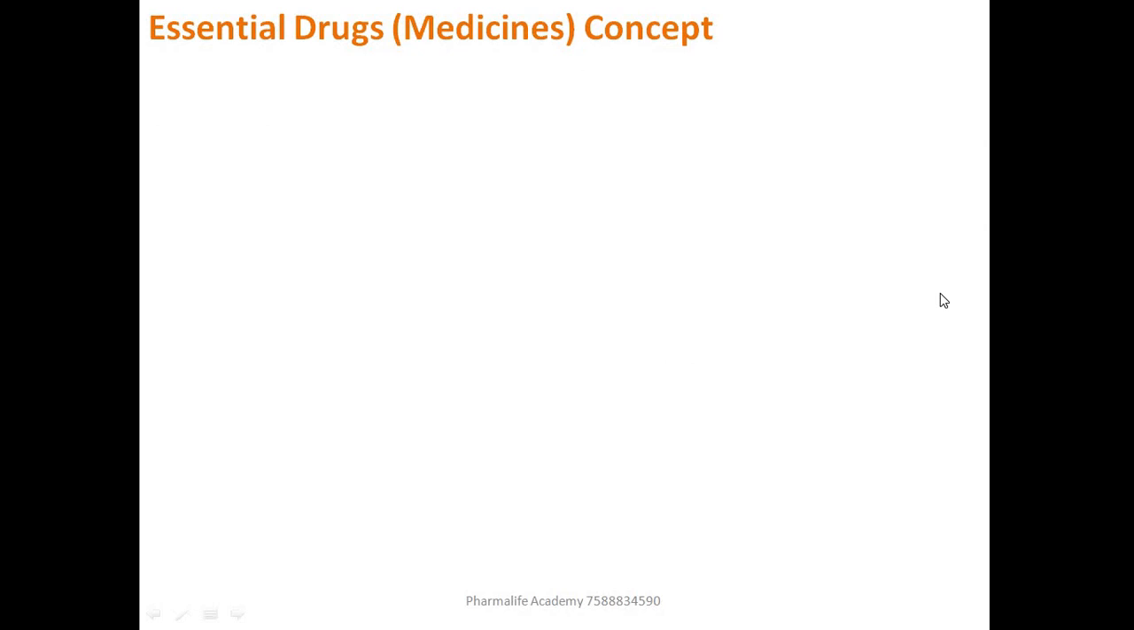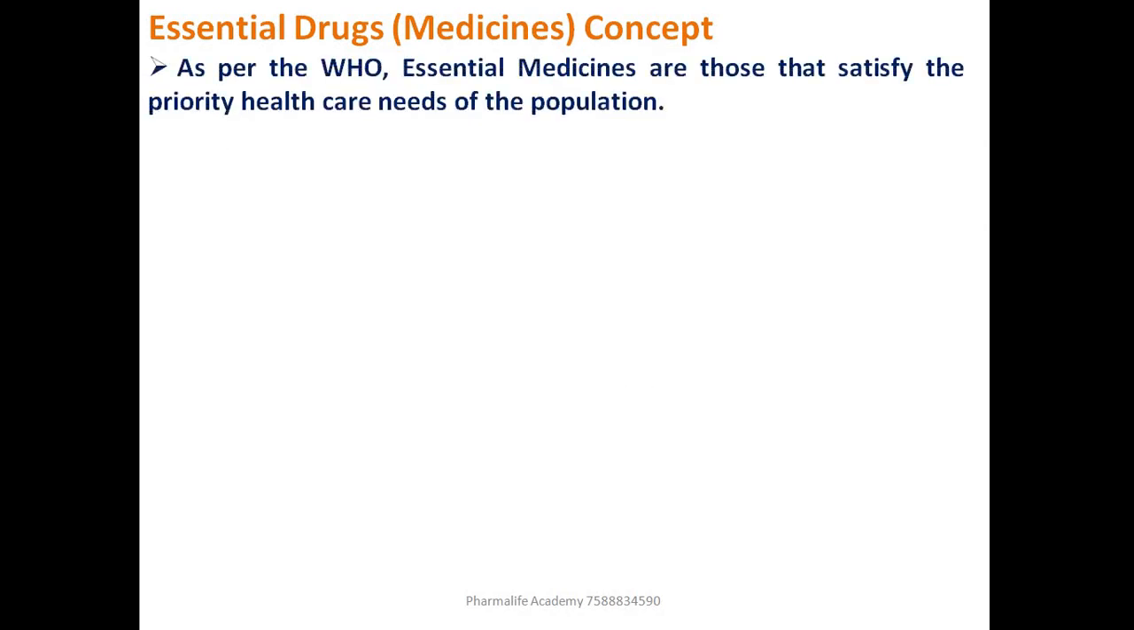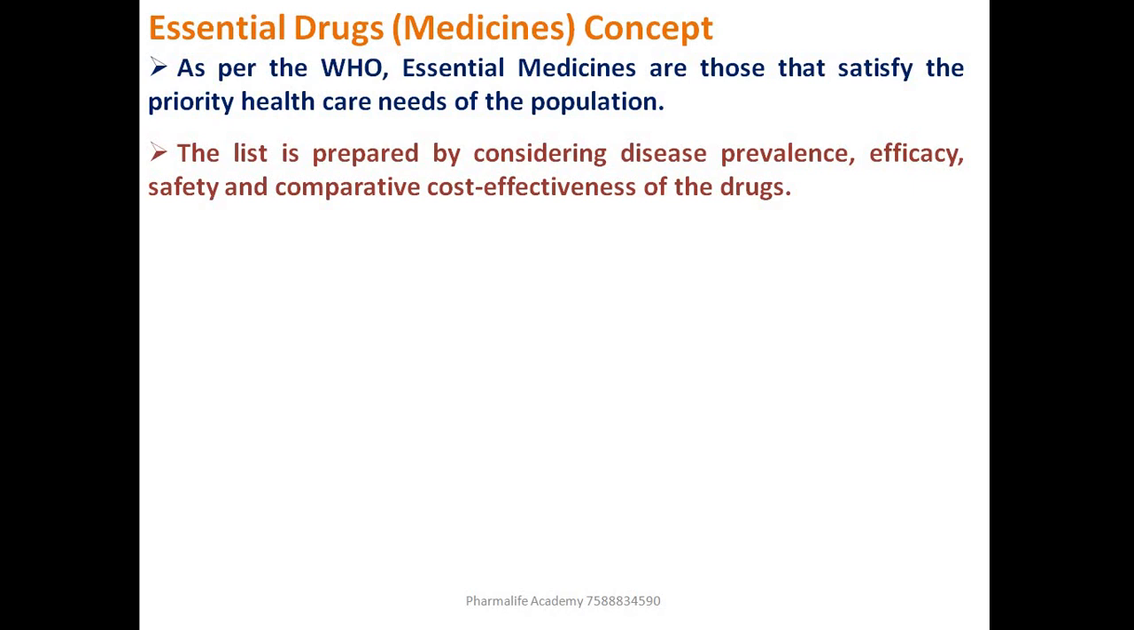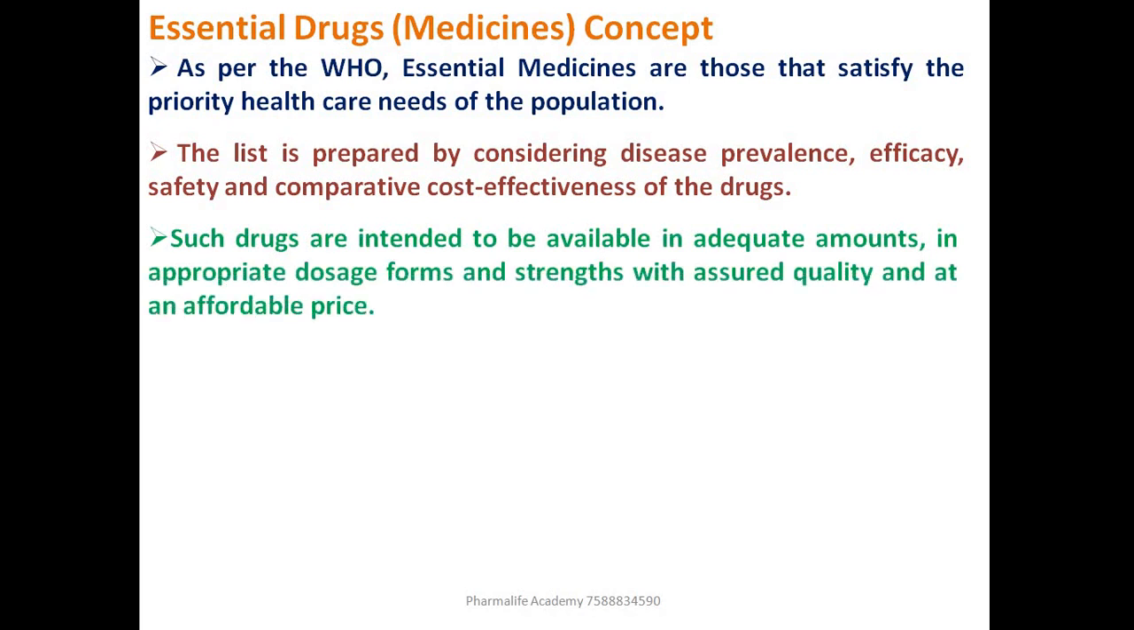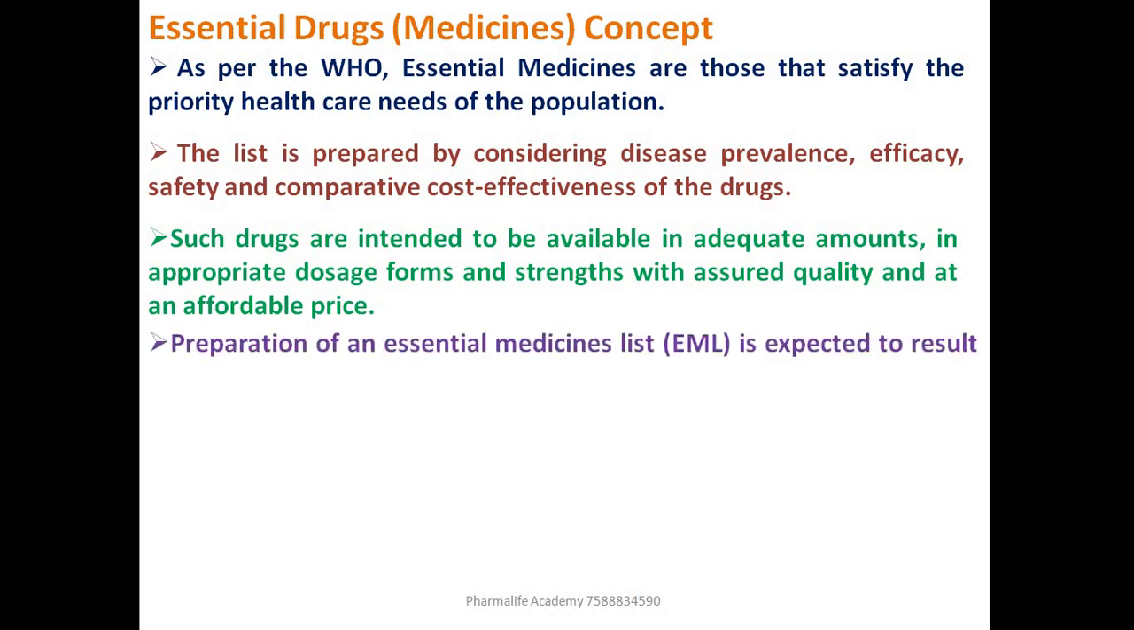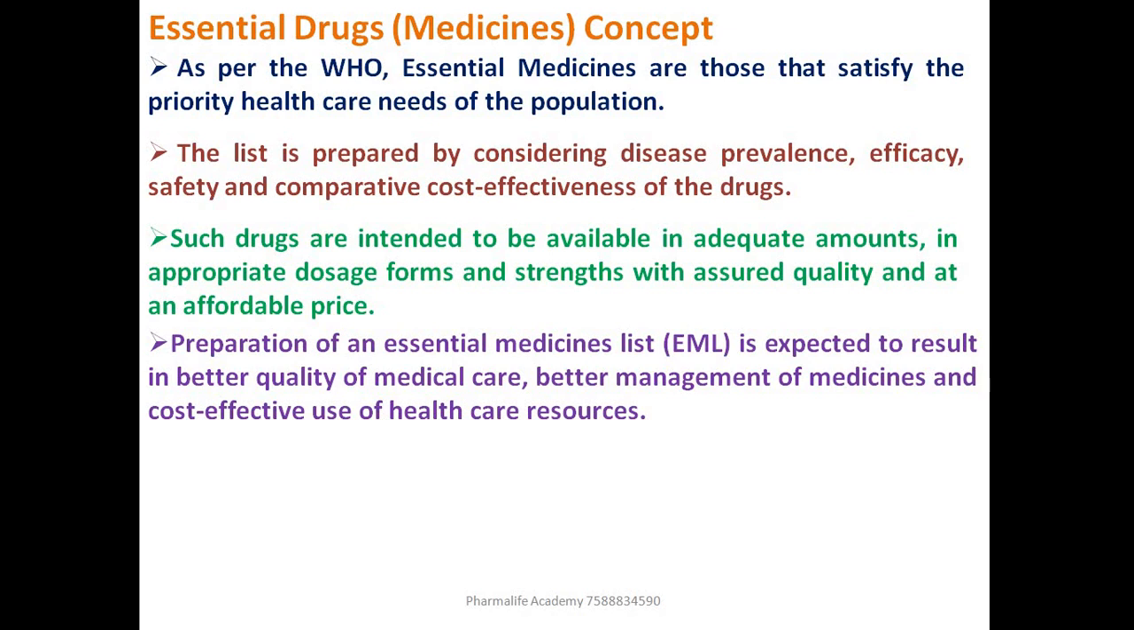Essential drug concept. As per the WHO, essential medicines are those that satisfy the priority health care needs of the population. The list is prepared by considering disease prevalence, efficacy, safety, and comparative cost effectiveness of the drugs. Such drugs are intended to be available in adequate amounts, in appropriate dosage forms and strength, with assured quality and at an affordable price. Preparation of an essential medicine list is expected to result in better quality of medical care, better management of medicines, and cost-effective use of healthcare resources.